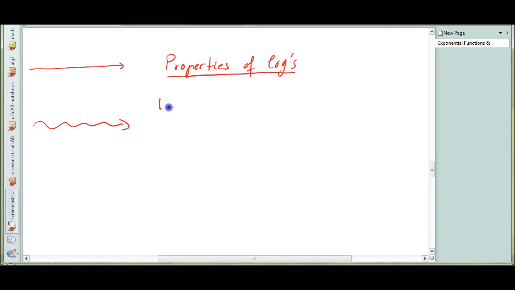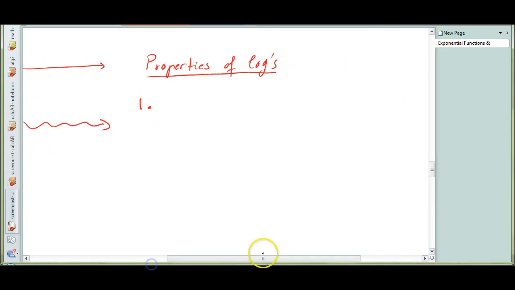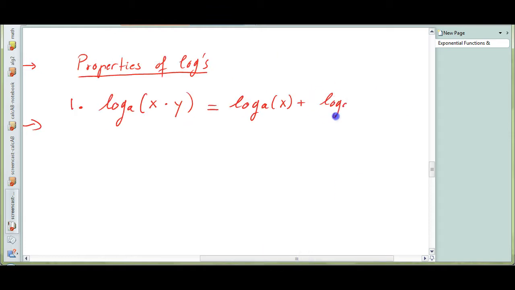So what happens to the first one right here? Well, I'm not going to prove it. It's not difficult, but I'm not going to prove it. The first one would translate into: if you take the log of a product, then that becomes the sum of logs. The log of a product is the sum of logs, log base a of x plus log base a of y.